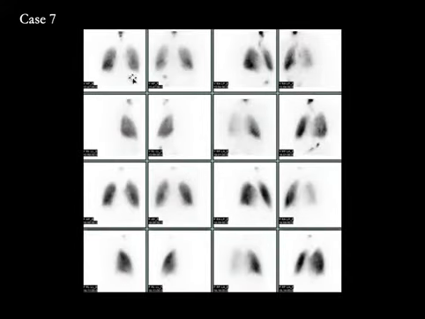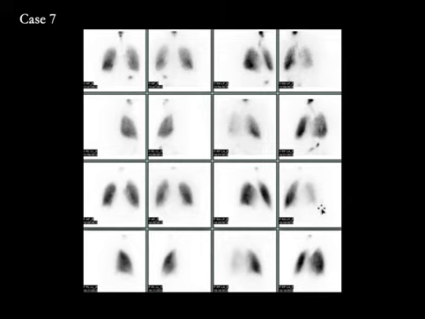Case number 7: anterior of ventilation, anterior of perfusion, posterior of ventilation, posterior of perfusion, very well matched, no mismatched perfusion defects. But look at the costophrenic angles, these are blunted. On the earlier images, the costophrenic angles were sharp. This patient had bilateral small pleural effusions seen as small matched defects.